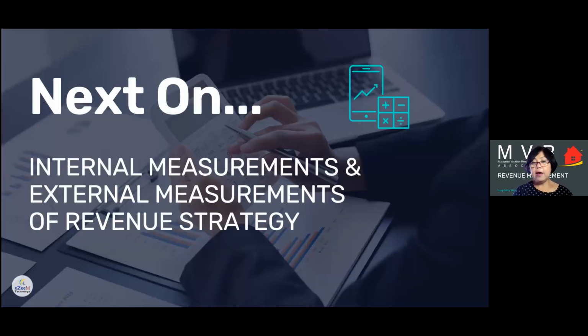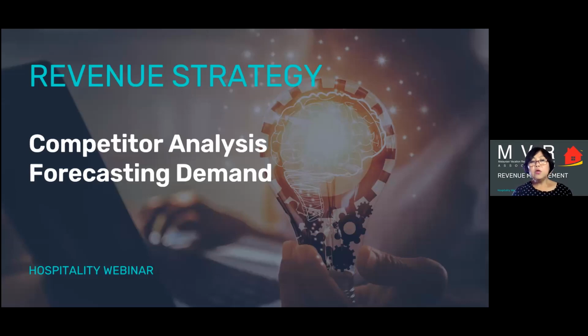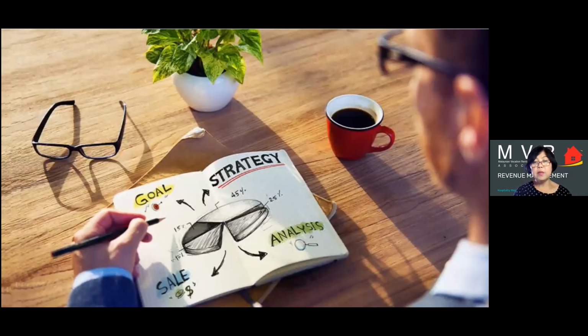Next, we are going to learn about internal and external measurements on revenue strategies. The most important ones are competitor analysis and being able to do forecasting of demand. This is especially important to reservations, front office and sales. In the hotel scenario, or in any scenario in business, you have to plan strategies.